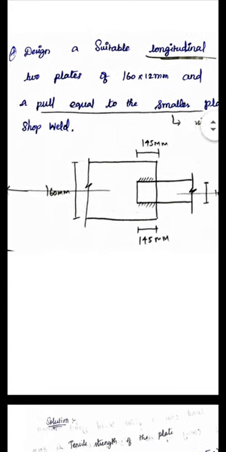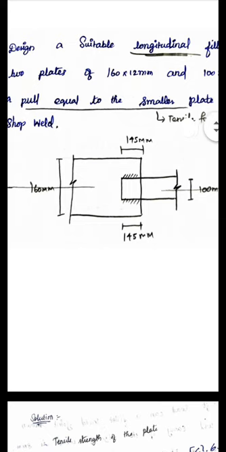So they have indirectly given that strength, or tensile force, or pull equal to the strength of the smaller plate. You can imagine that if you are connecting two plates of different sizes and you apply a pull, which plate will fail first? Obviously it will be the smaller plate. So if the force is not given and you are asked to design the joint, you can consider the strength of the smaller plate.